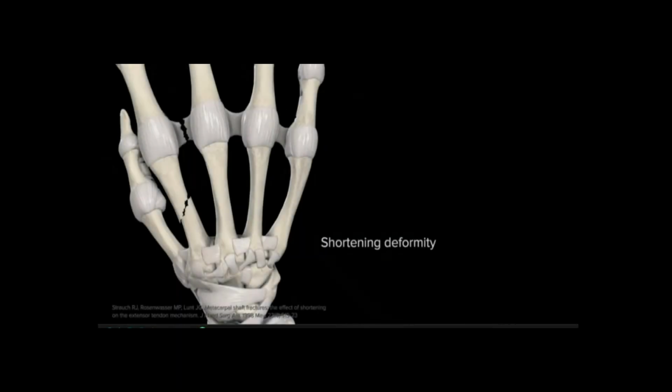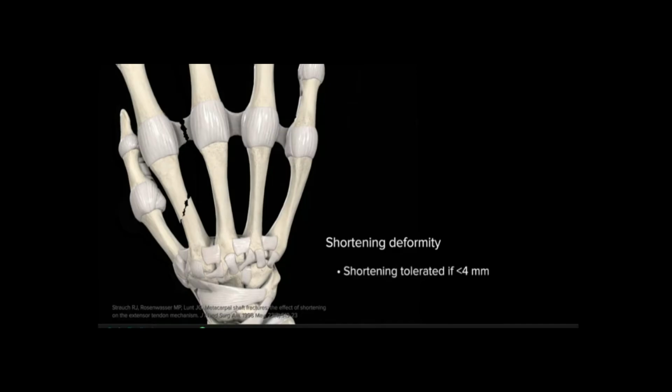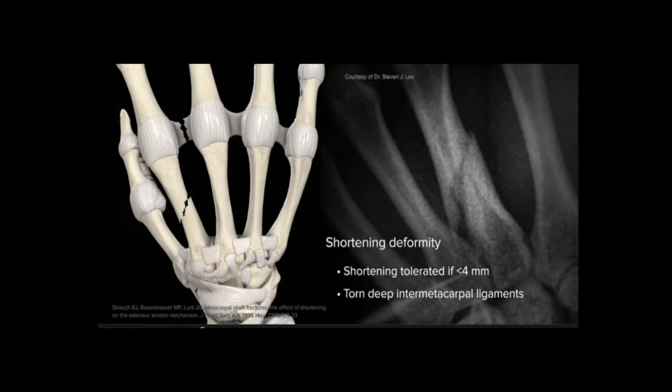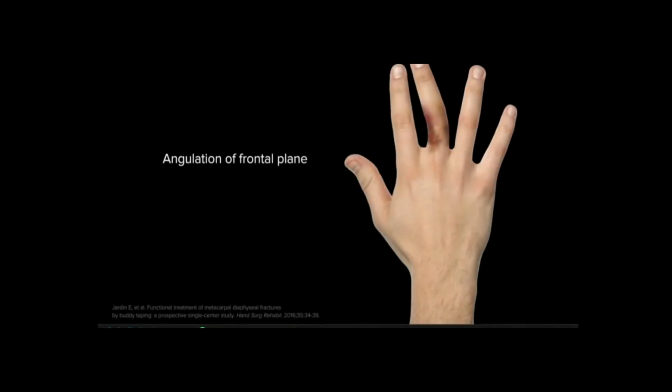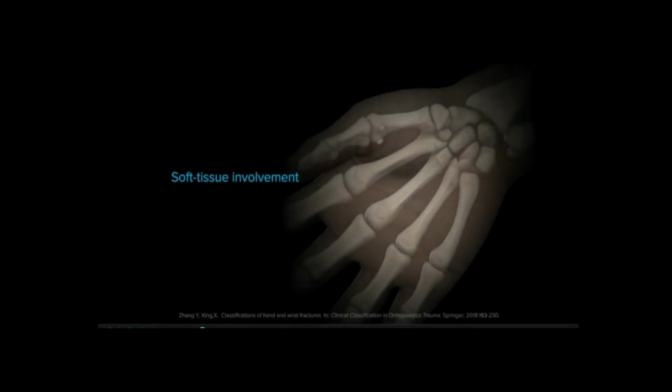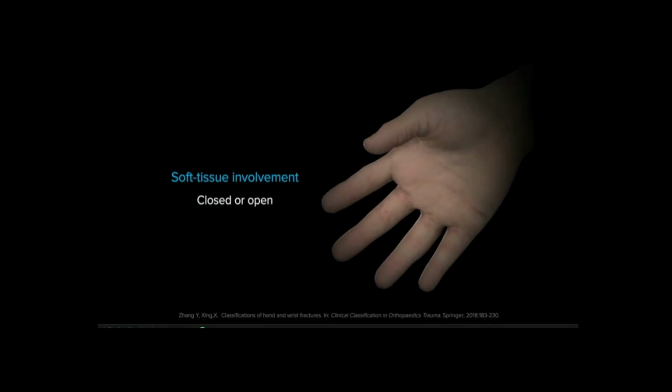As for a shortening deformity, it is only acceptable if it is less than 4 millimeters. The deep intermetacarpal ligaments may be torn, revealing step-offs, which can be seen on radiographs. Angulation in the frontal plane is tolerated under 5 degrees. Further classification includes soft tissue involvement and whether the fracture is closed or open.